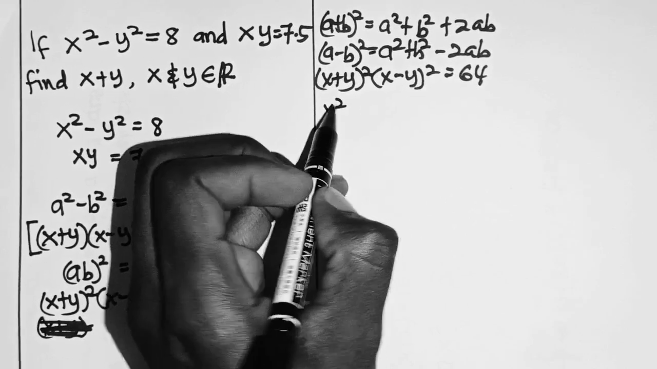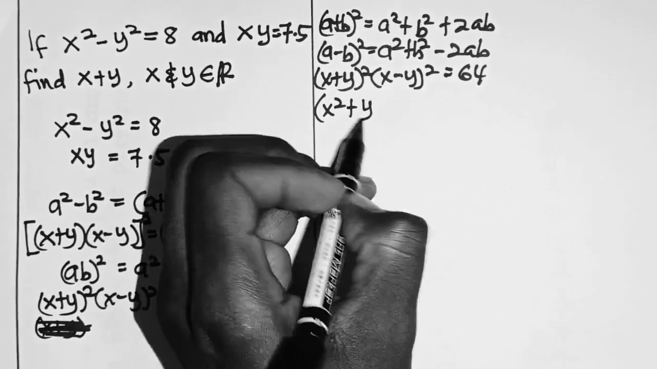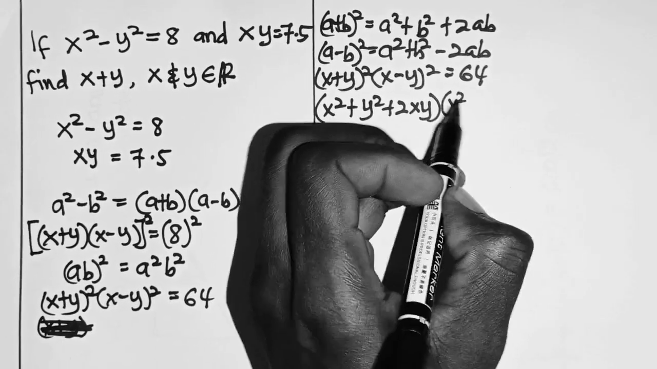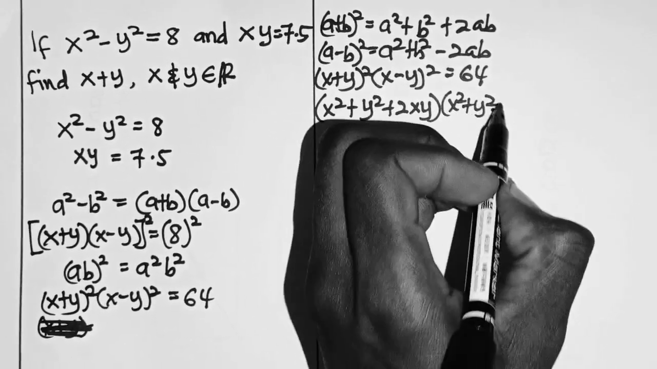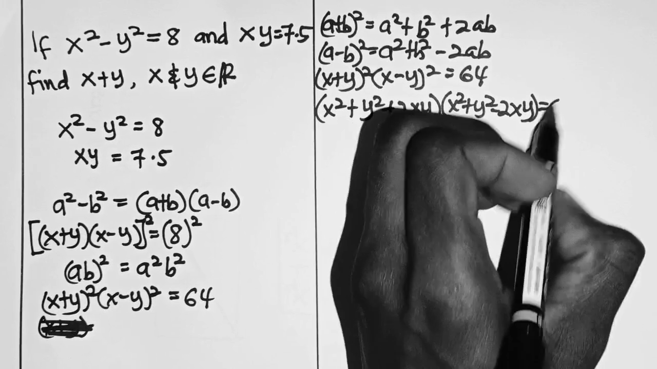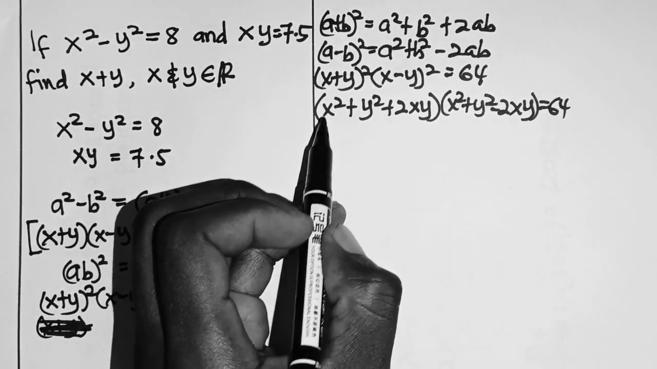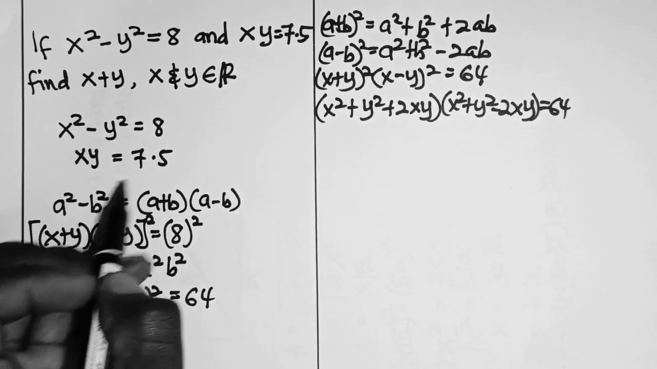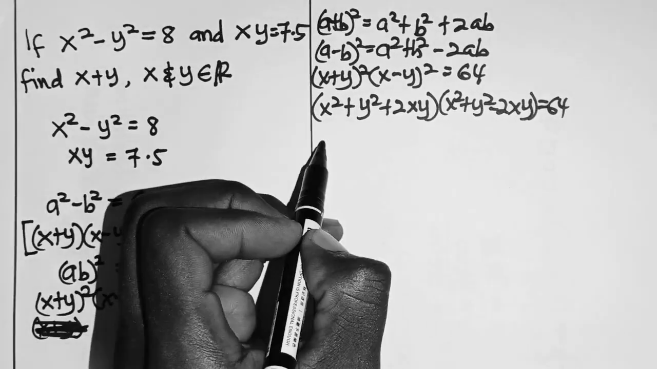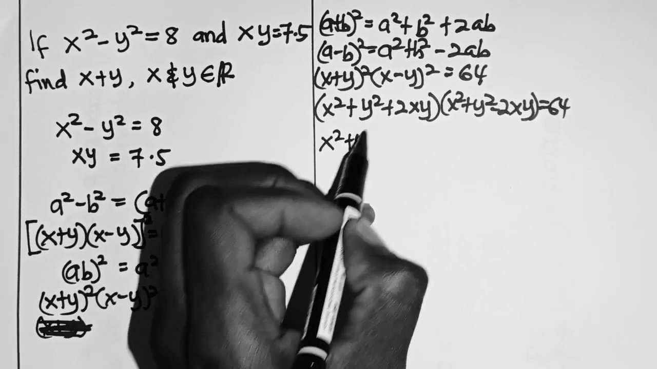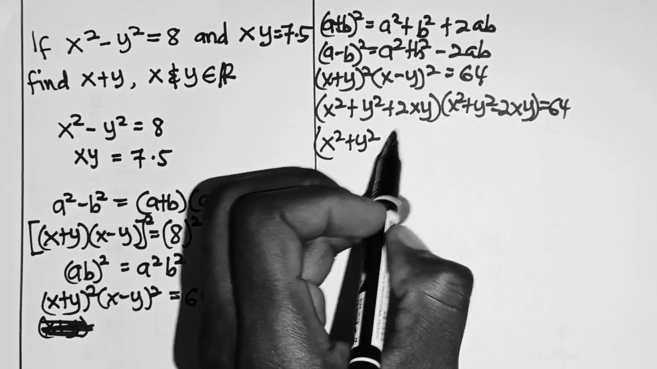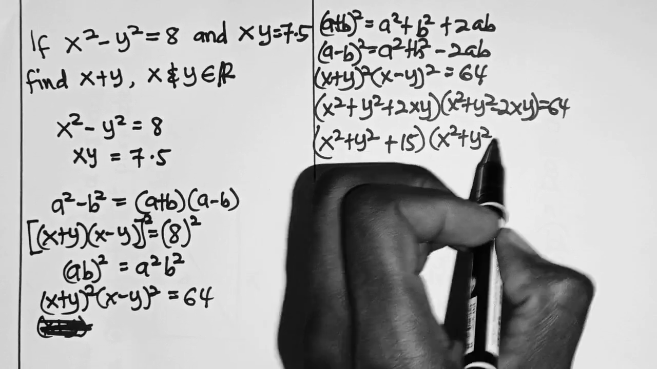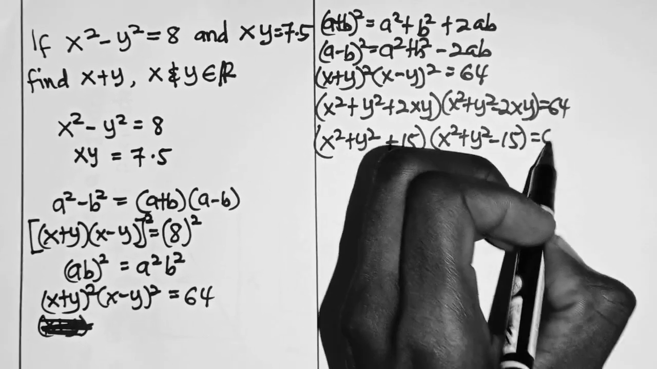So this becomes x squared, in one bracket, plus y squared plus 2xy, times x squared plus y squared minus 2xy, and that's equal to 64. So now you can see that the question says that xy is 7.5. So this becomes x squared plus y squared, then plus 2 times 7.5 is 15, times x squared plus y squared minus 15 is equal to 64.